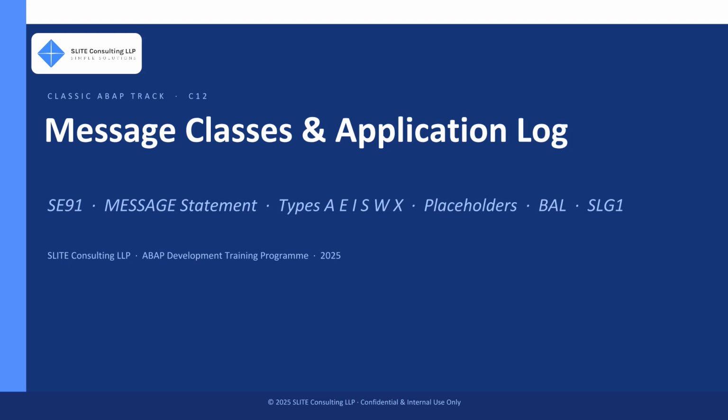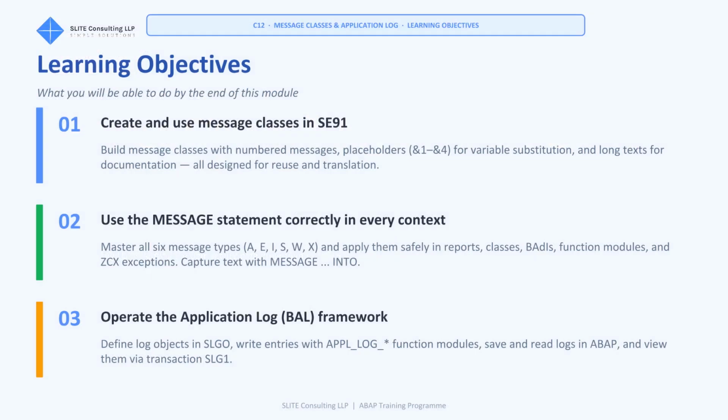In this module, you will learn to create your own message class, use the message statement correctly in every execution context, link messages to exception classes, and build structured persistent logs that your users and support team can query in SLG1. By the end, you will create a message class in SE91, use all 6 message types correctly, supply placeholders, capture message text with message into, issue messages appropriately in OO methods and BAdIs, link messages to ZCX exception classes, create an application log with BAL_LOG_ function modules, and view results in transaction SLG1.